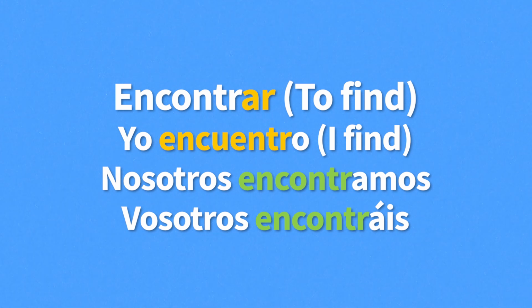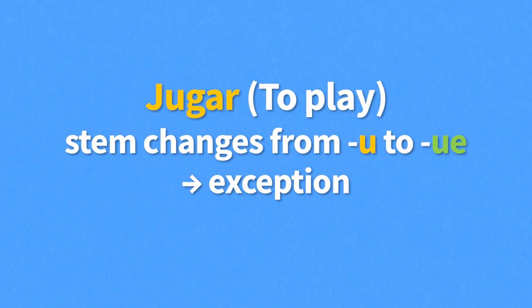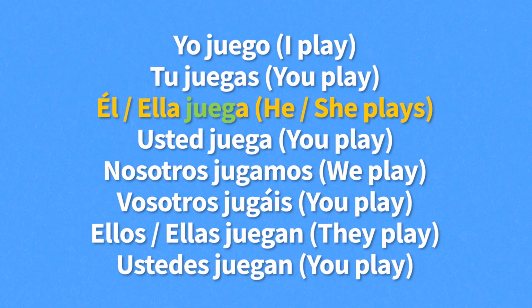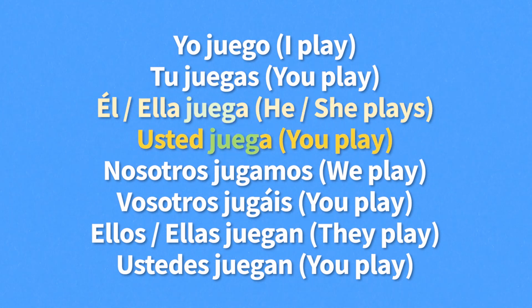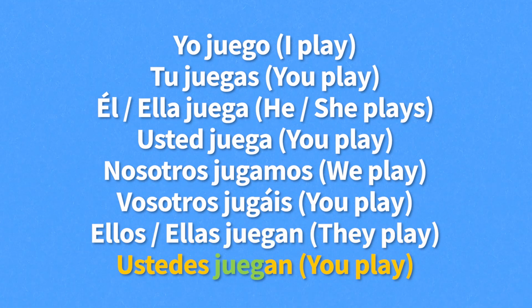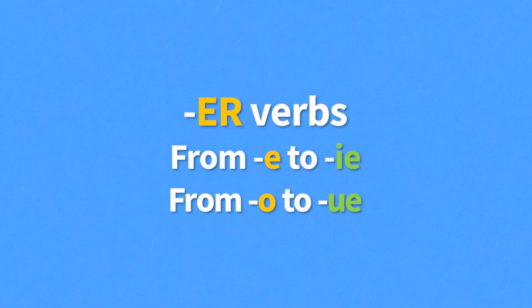Pay special attention to the verb jugar, to play, which is a slight exception. In this case, the stem changes from U to UE, so the conjugation is as follows. Yo juego, tú juegas. Él, ella juega. Usted juega. Nosotros jugamos. Vosotros jugáis. Ellos, ellas juegan. Ustedes juegan. That's all there is to know about AR verbs, so let's move on to ER verbs.